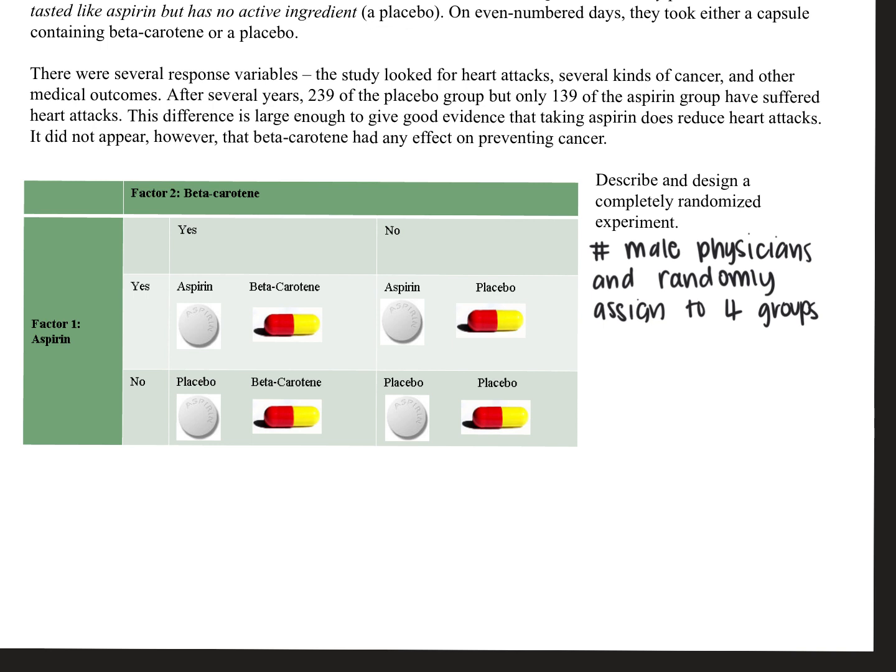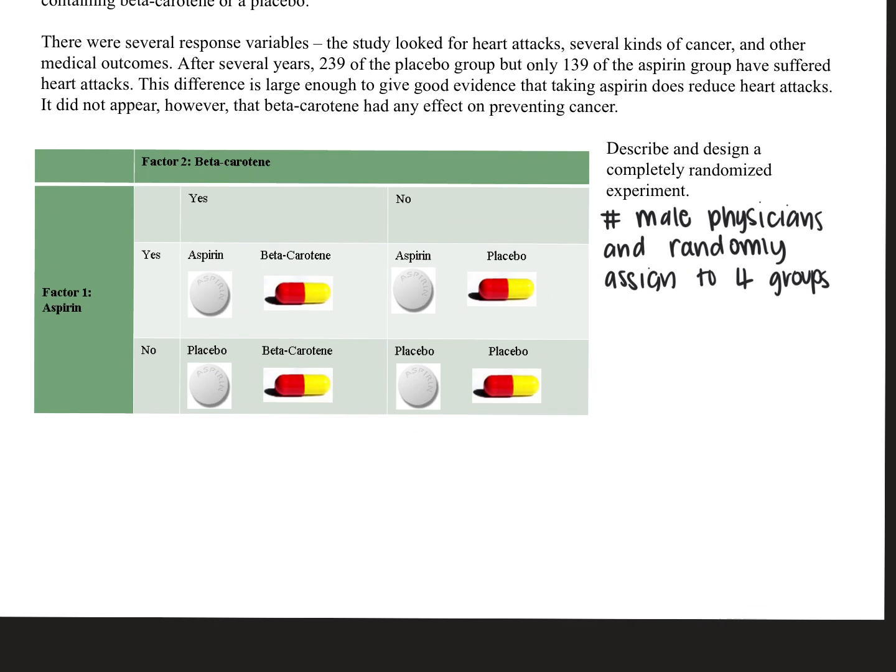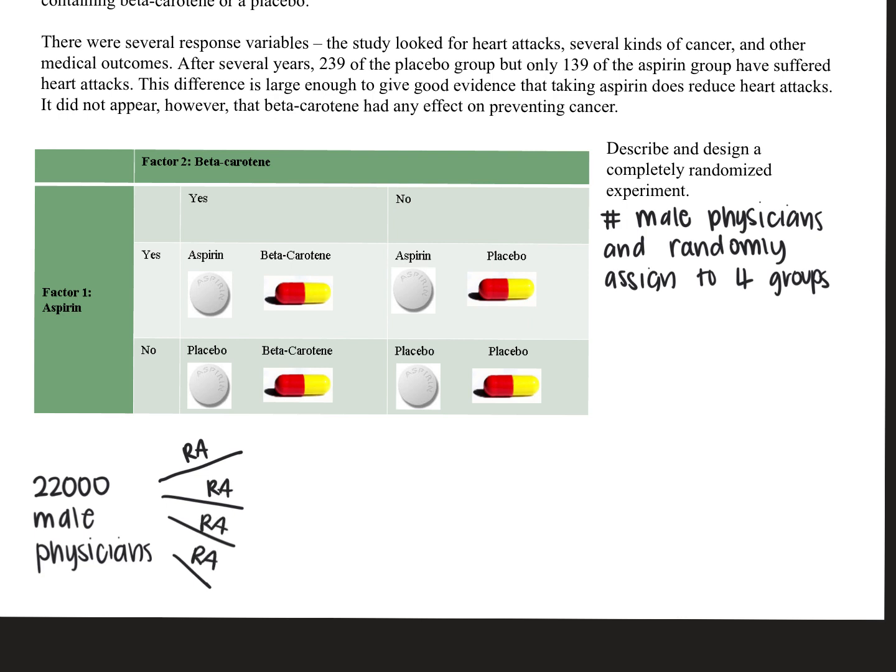And then that would determine what they're taking. So when it comes to drawing a picture for this, you start with your population, which is the 22,000 male physicians. And then we have our 4 groups. And then we're going to label each of these as RA to let us know that they were randomly assigned to one of these 4 groups.